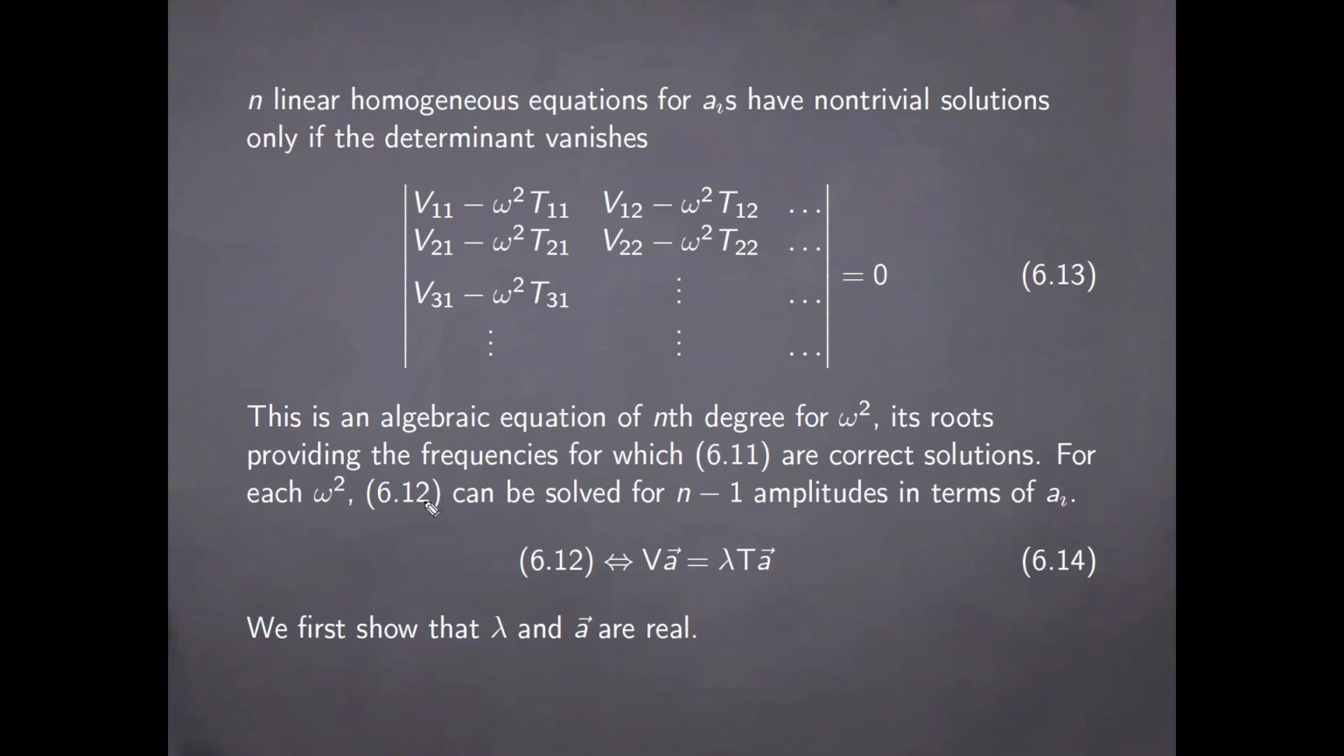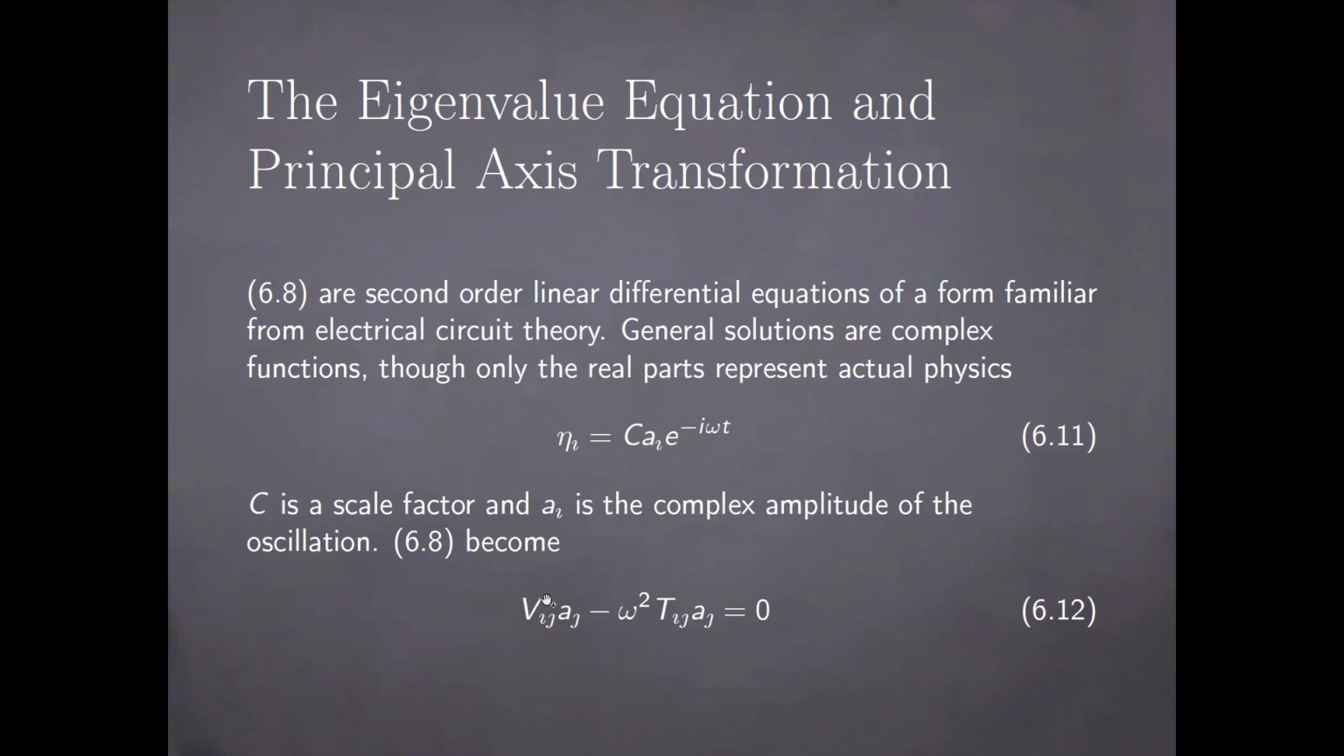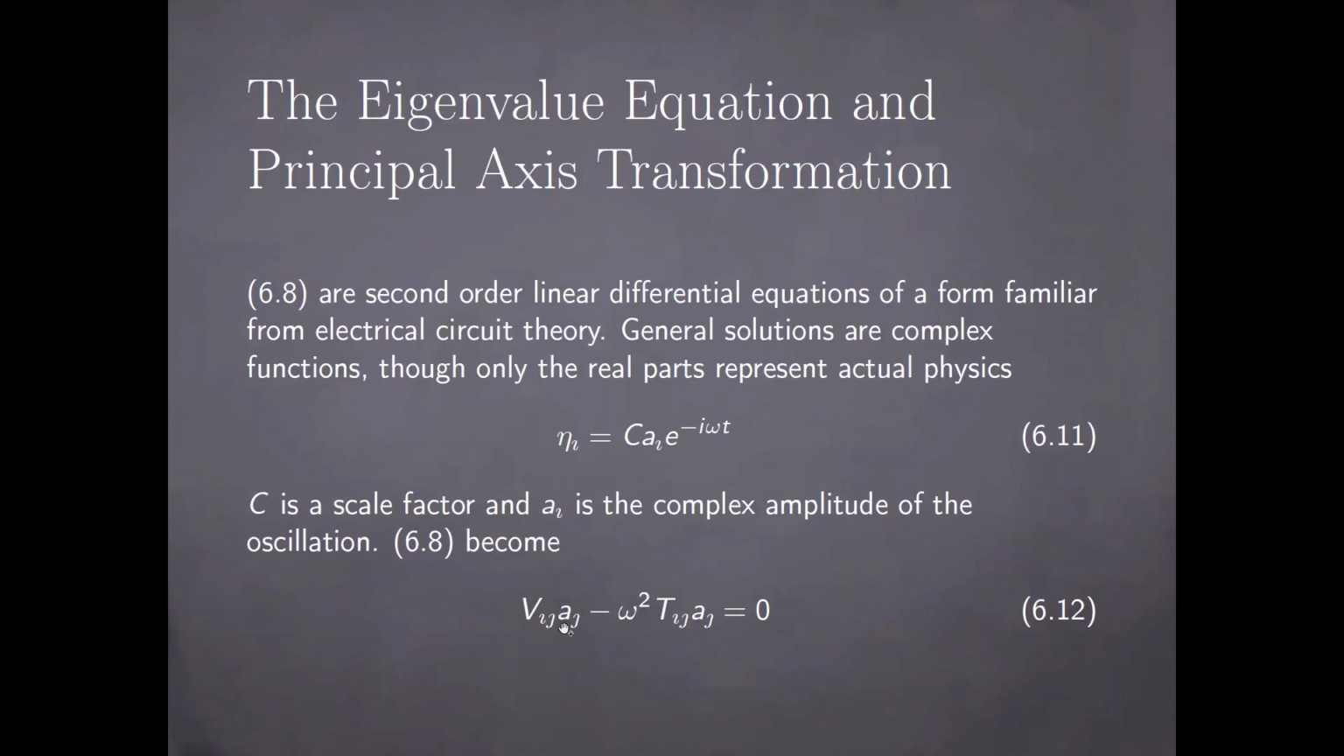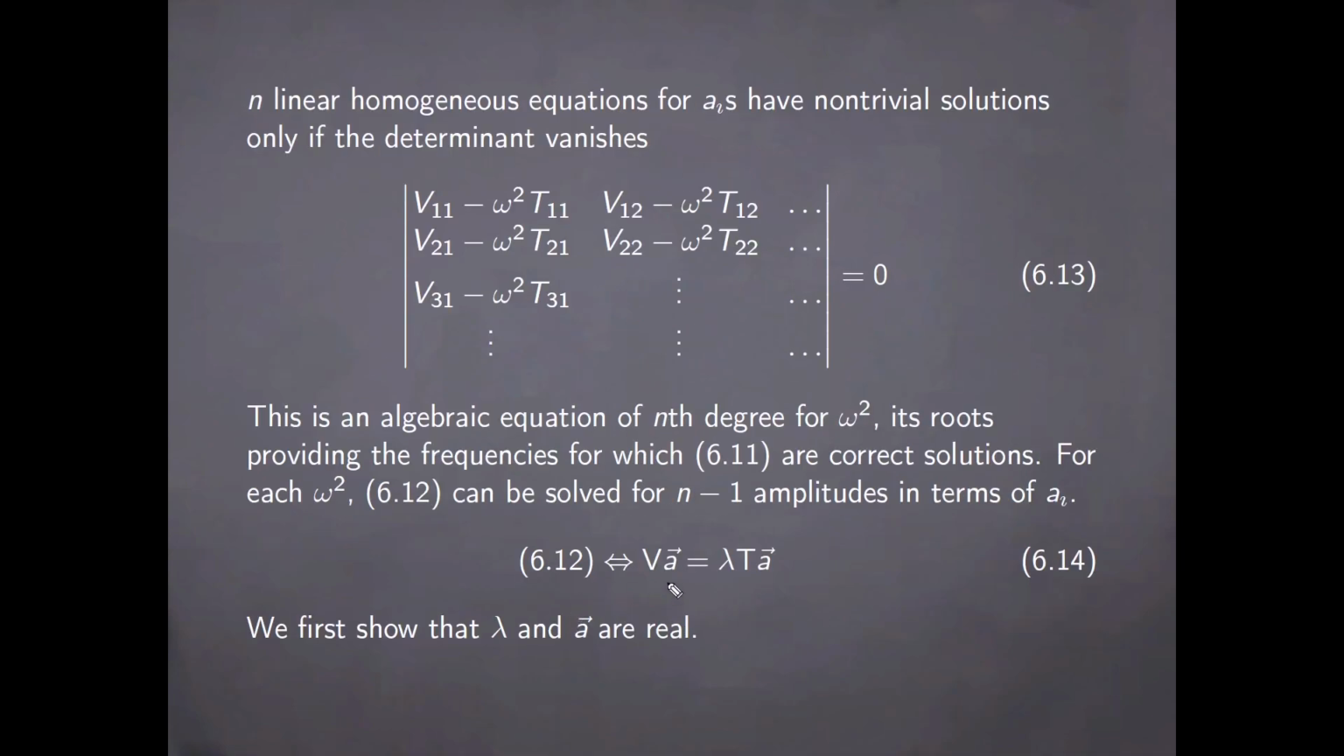And for each squared frequency, the set of equations 6.12 can be solved for n-1 amplitudes in terms of an arbitrary member of the set, a of index i. And you can see that 6.12 is entirely equivalent to an eigenvalue problem that is more general than the one we discussed for rigid body motion. Namely, it's an eigenvalue problem where the action of the operator v on the eigenvector a is not just proportional to the vector itself, but rather is proportional with the action of the operator t on the same vector.